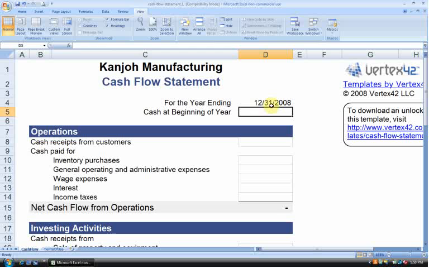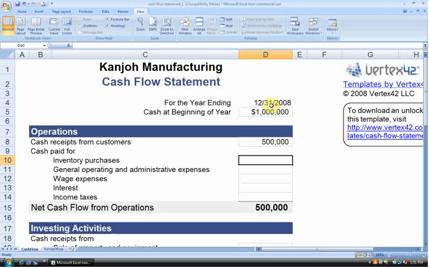The first major input is the cash at the beginning of the year. How much did we have to start? So we had $1 million in the bank to begin. We now scroll down to the line items here. The first major line item is the cash receipts from customers. How much did we get from customers this year in actual cash payments? This year we received about $500,000.